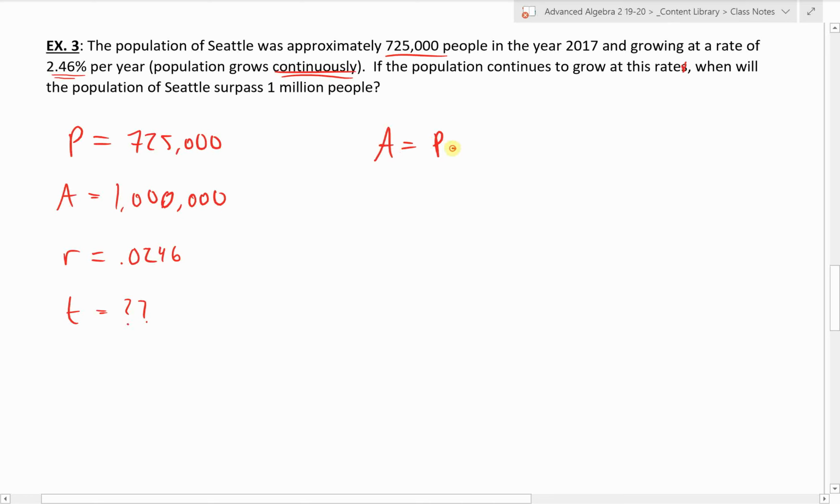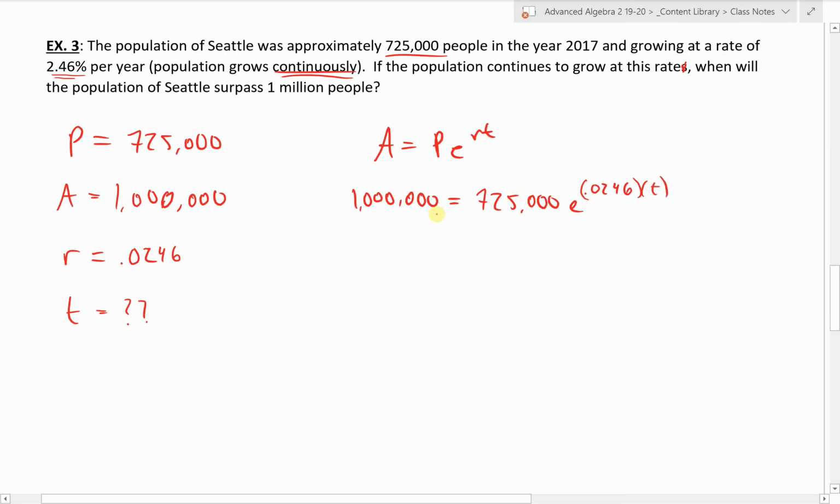Again, population growth is modeled very well by our continuously compounded interest formula. It's the exact same formula as the previous problem. But now we know we have 1 million people. We started with 725,000, and we are growing at 0.0246 per year.